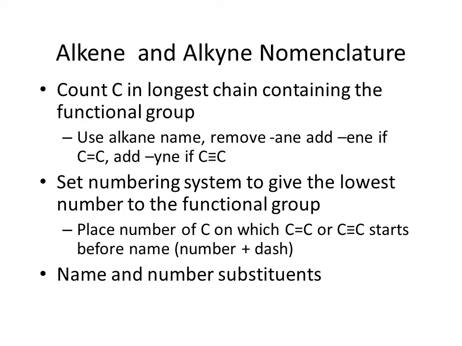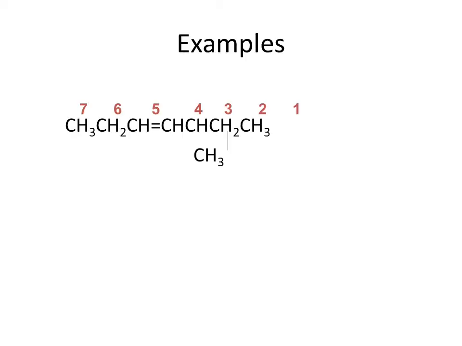Then you put that number in front of the name and then a dash after it, and then you find all the substituents, name and number them according to the original numbering system that you used for the functional group. You don't have one set of numbers for the functional group and another set for the substituents. It's all one numbering. Here is an example.